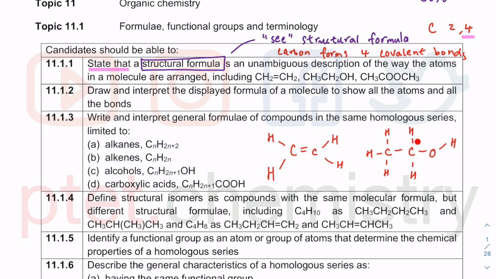Hydrogen always forms a single covalent bond because hydrogen has got 1 electron in its first and only shell. They only share that 1 electron, they form a single covalent bond. Oxygen, on the other hand, 2,6 electronic configuration, 6 electrons in the outer shell. They just want to share 2 electrons to complete the outer shell. Oxygen always forms 2 covalent bonds, 1 and 2 there. So that is your ethanol. So these are just CH3, CH2, OH.